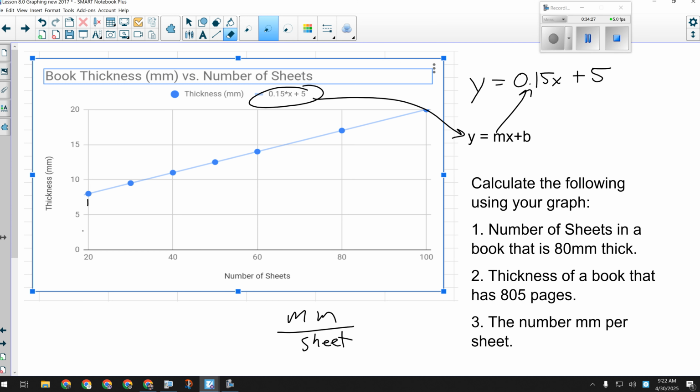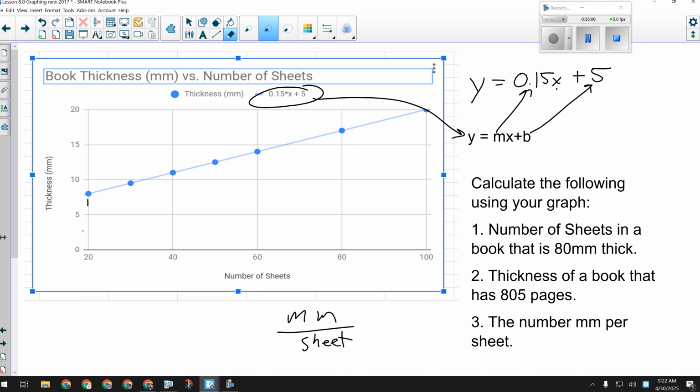All right, now x, as we said before, is the x value of any point. So if I'm looking at this point here, the y value is 9.5, the x value is 30. This is b. What does b represent? b is the graph's y-intercept. It's the value of y when x is 0. So this tells me that the book is 5 millimeters thick when it has no sheets.